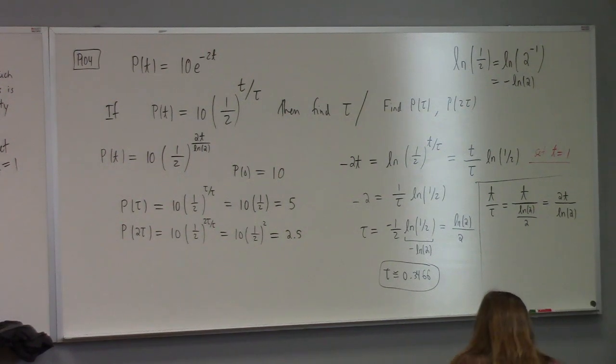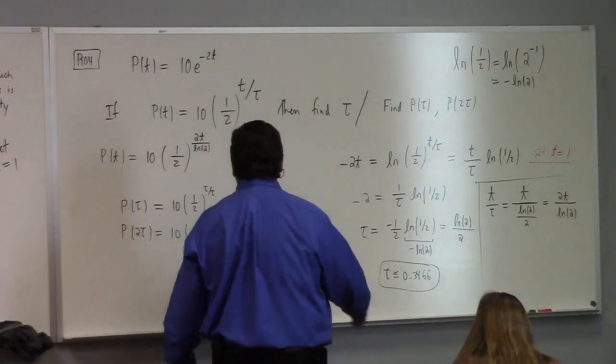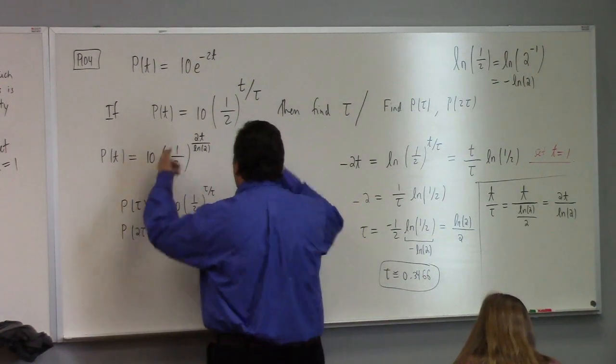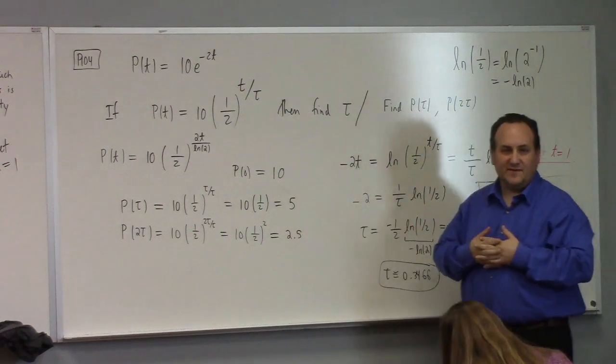In this situation, would it be in any way beneficial to do P of tau and P of 2 tau first, just because the value of tau is that? Well, I mean, you can calculate P of tau and P of 2 tau without knowing tau. That's the funny thing.